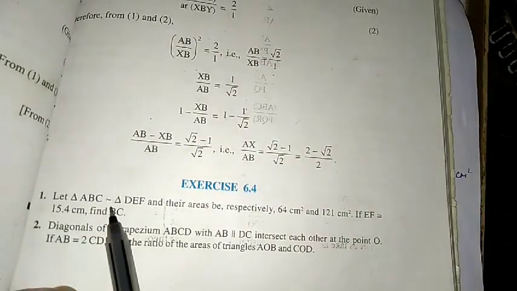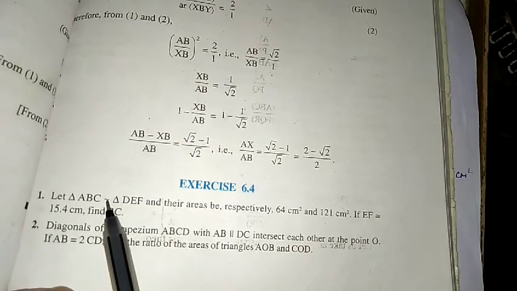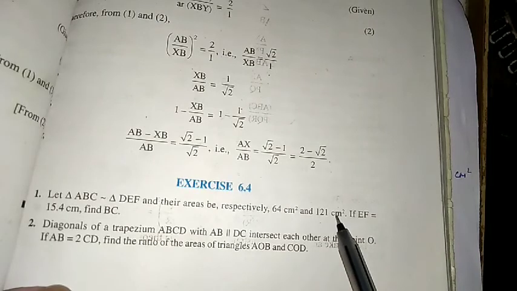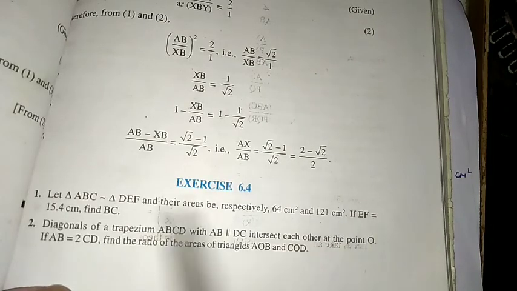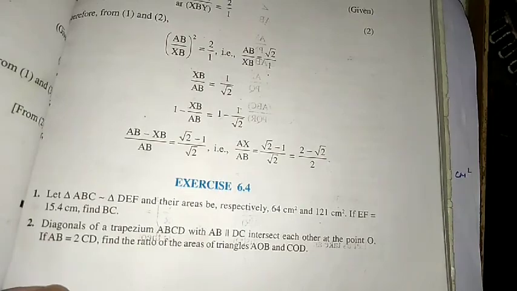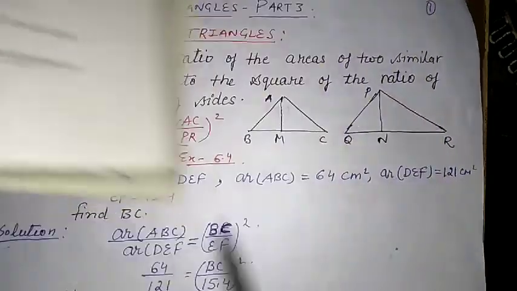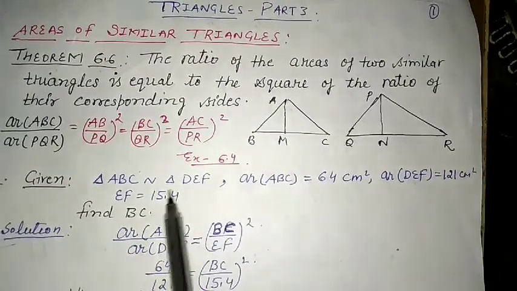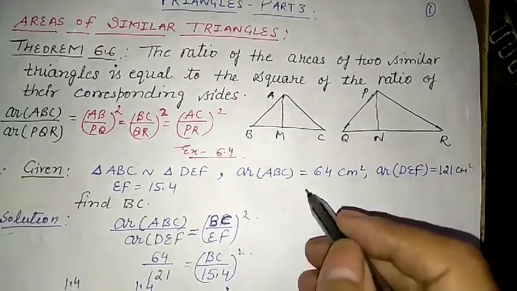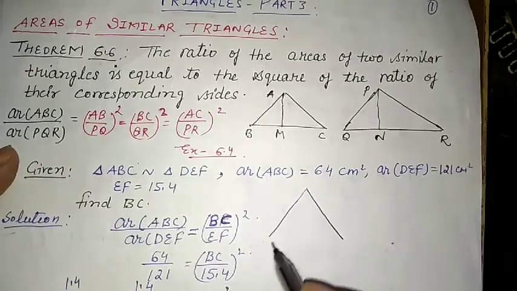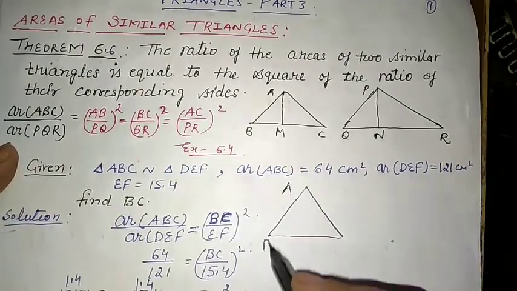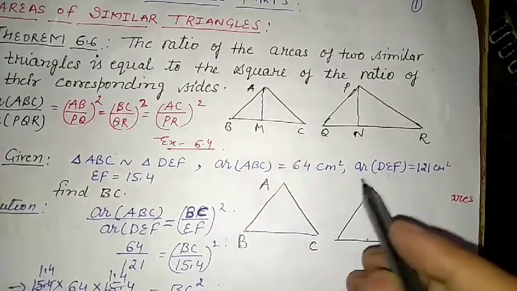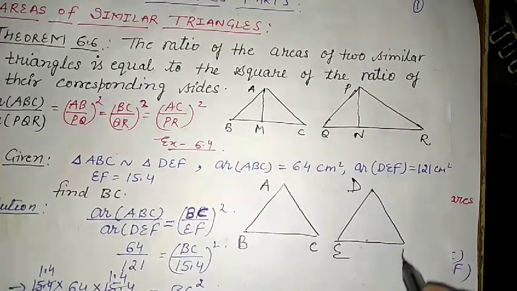Here it is given, let ABC and DEF be similar triangles and the areas be respectively 64 centimeter square and 121 centimeter square. EF is 15.4, find BC. We have to find BC here. ABC and DEF both are similar triangles. So this triangle is ABC and the other triangle is DEF.